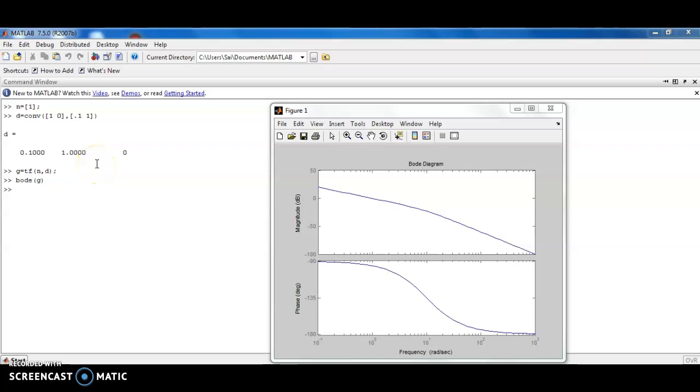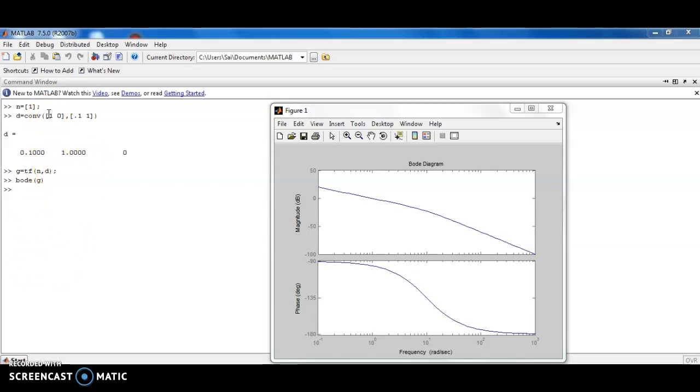Today's topic is the relation between frequency response and time response. This is an experiment in the control system laboratory. Here we are going to obtain the relation between frequency response and time response. So this is the program.